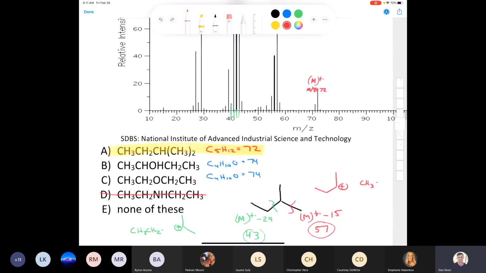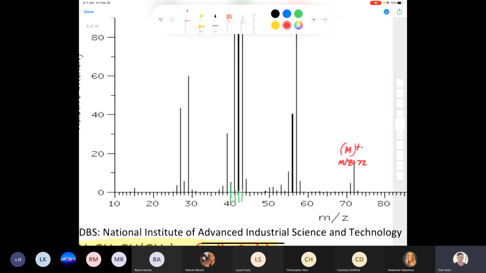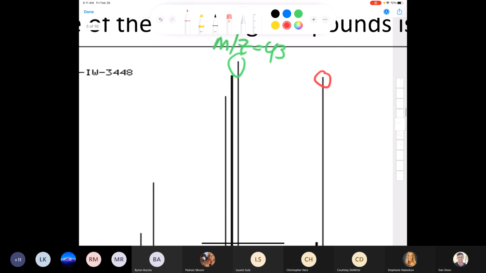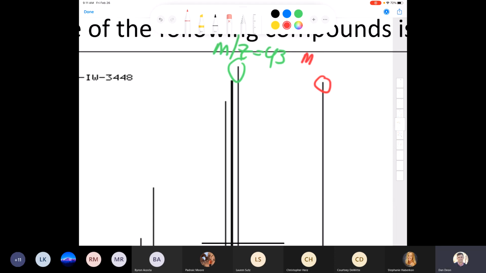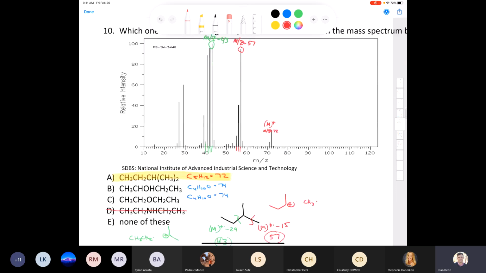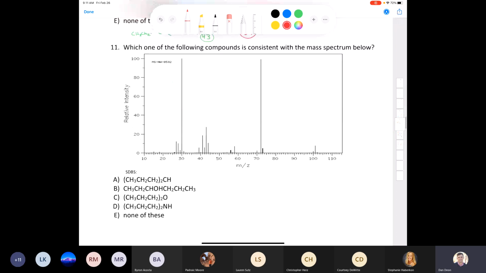So do we have a peak at 57? And the answer is yeah, and it's big. Okay, look, if you have 55, 56, 57, there you have it, my friends. Mass over charge is equal to 57. So this is the kind of rationale you want to have when you're looking at mass spectra. We've got time for one more. Give it the old college try here.